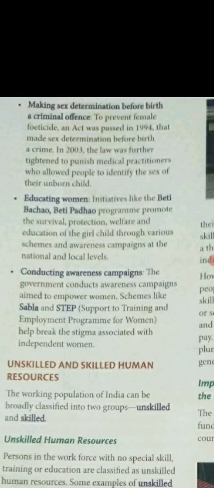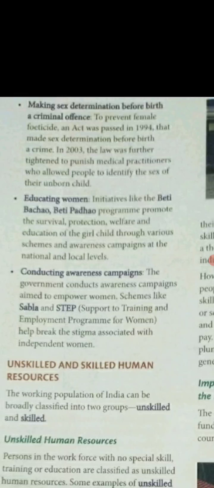In 2003, the law was further tightened to punish medical practitioners who allowed people to identify the sex of their unborn child. In this case, the parents as well as the doctor who allowed them to determine the gender will be punished. Both will be punished. Then, educating women. Initiatives like the Beti Bachao Beti Padhao program promote the survival, protection, welfare and education of the girl child through various schemes and awareness campaigns at national and local levels. So there have been campaigns for awareness among the people that a girl can also be an asset, we should educate girls, and we should not kill them.